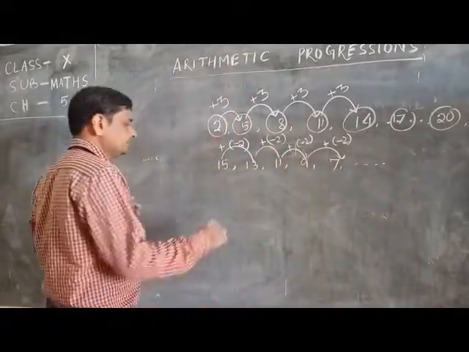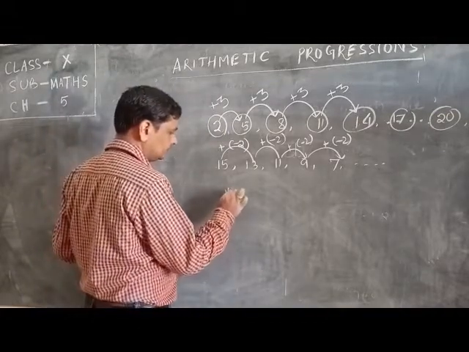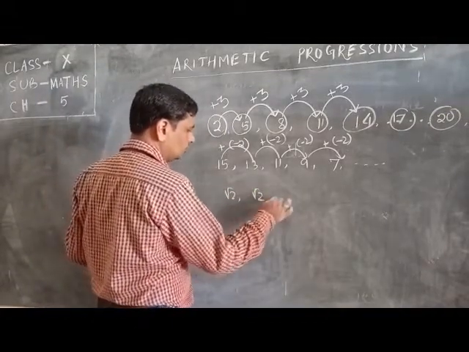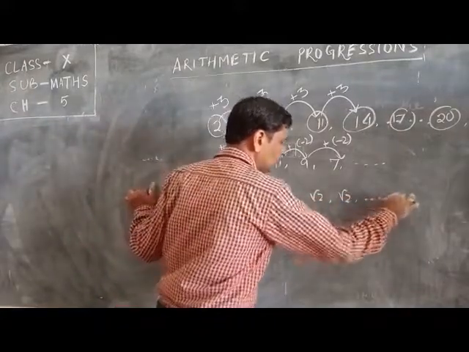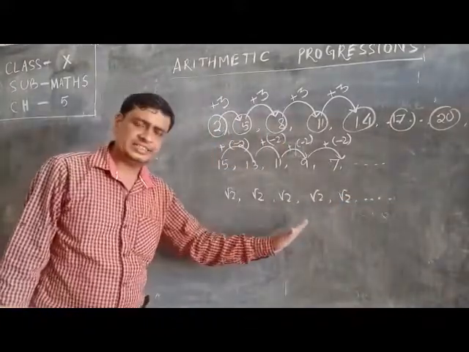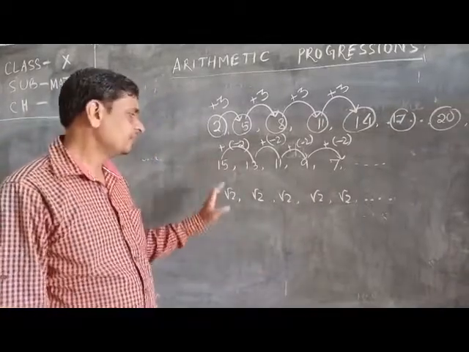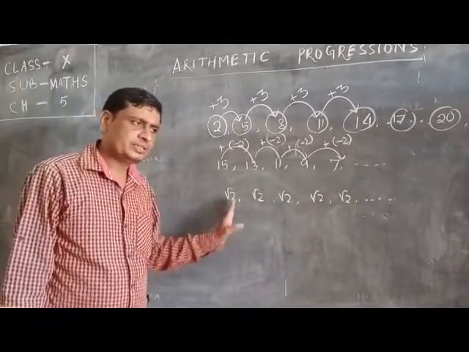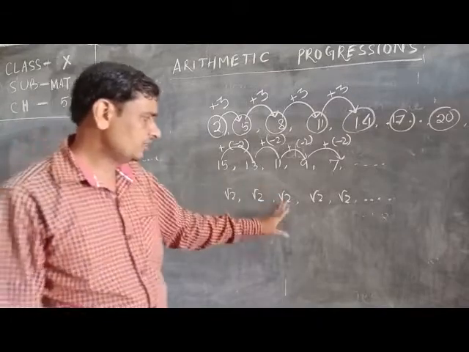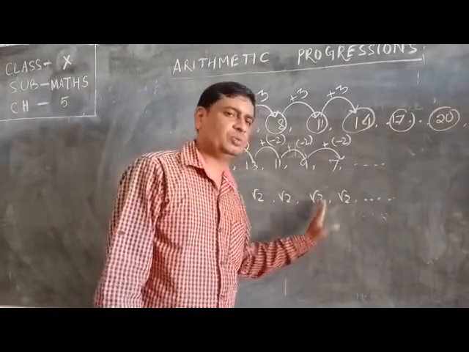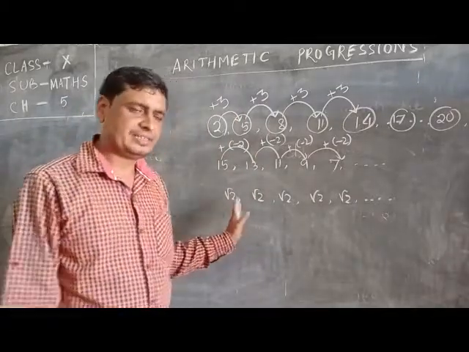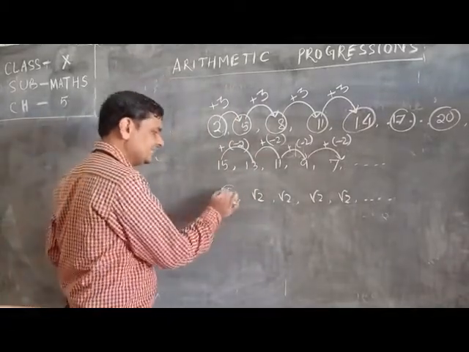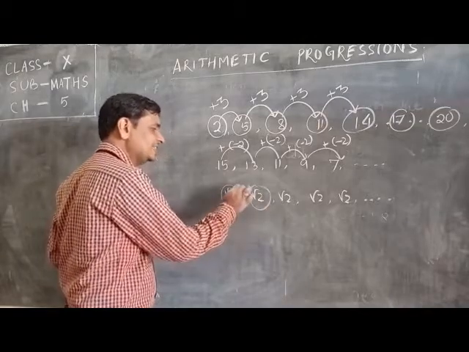Similarly, root 2, root 2, root 2, root 2, root 2. Is this series an AP or not? The first term is root 2, the second term is root 2, the third term is root 2, the fourth term root 2, the fifth term root 2. Can we say this is an AP? Yes, because the difference between these terms is 0.